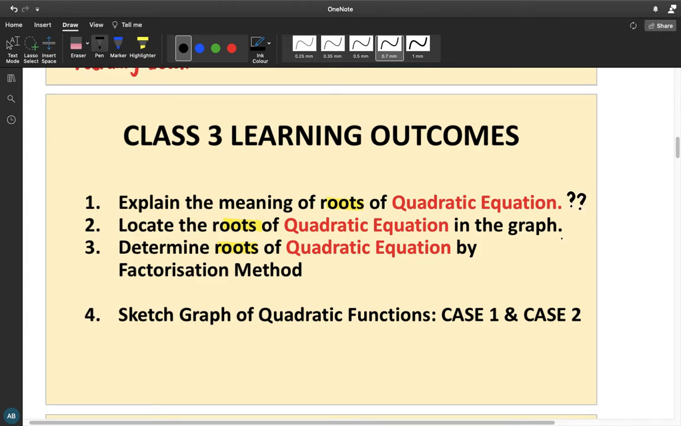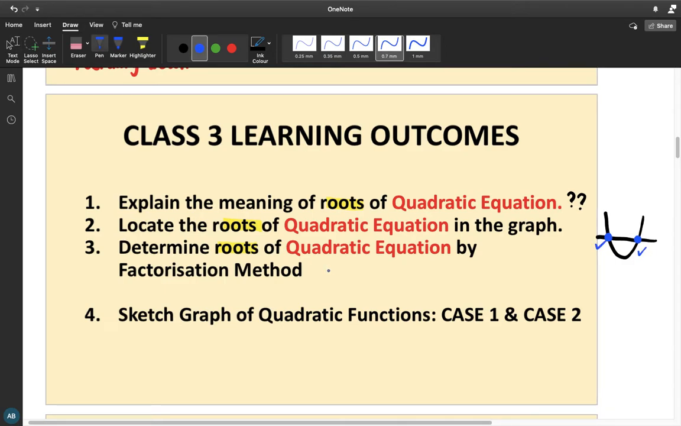And then secondly, if we have a graph like this, we want to mark where our roots are. Okay, so when you guys learn later, you will know that here and here are the roots, where it is actually the x-intercept. Okay, and lastly, determine roots of quadratic equation by factorization method. Okay, so earlier we were given a graph and you locate the roots, meaning mark where the roots are. So it is here and it is here.